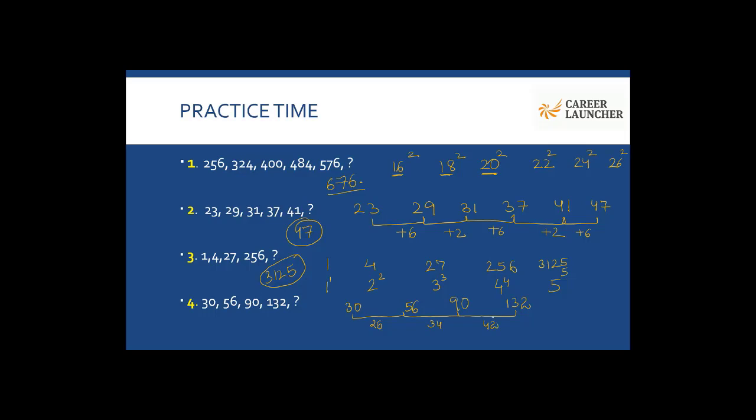So maybe at one go I can't see a pattern, but if I go one layer below, the difference between 26 and 34 is 8. Between 34 and 42 is again 8. So the next difference I'll be getting by adding 8. So the difference should be 50, and the next number can be obtained by adding 50 to 132. So the next number in this series would be 182. So we have to go 2 layers down to find the pattern here.